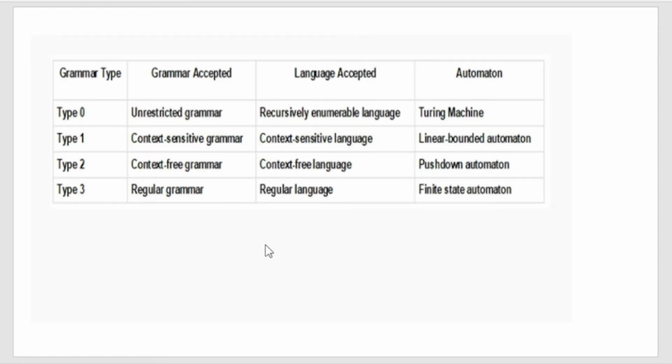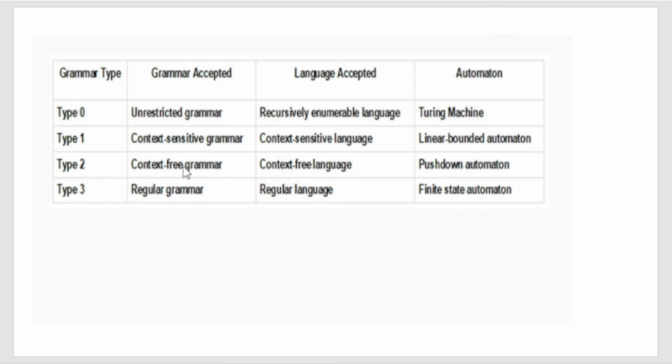Let us recap the types of grammar, the language accepted or generated, and the machine to recognize the strings. Type 0 grammar is also called unrestricted grammar. The language generated from this grammar is recursively enumerable language, and the machine to recognize this language is Turing machine. Type 1 grammar is context sensitive grammar, and the language generated is context sensitive language, and the machine to recognize this language is linear bounded automaton.